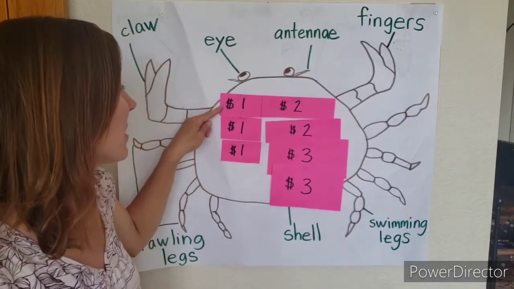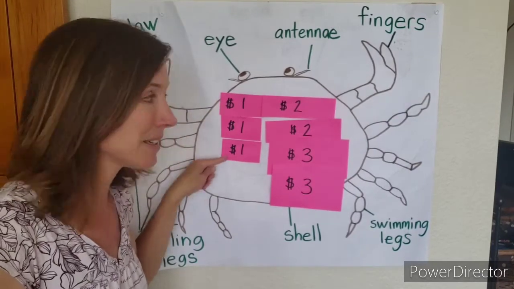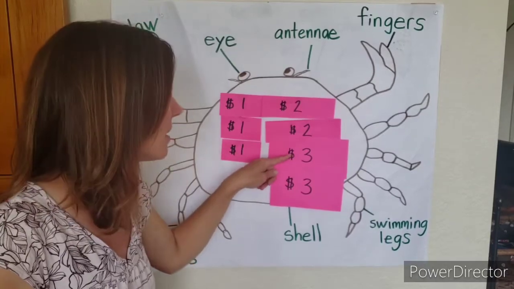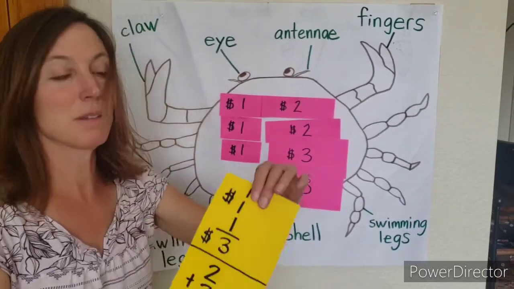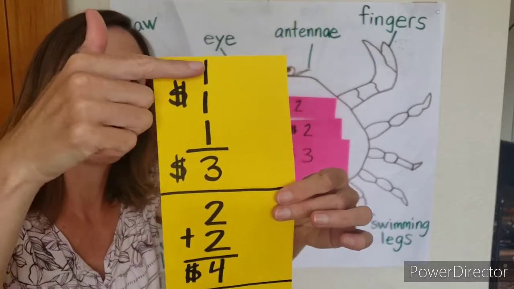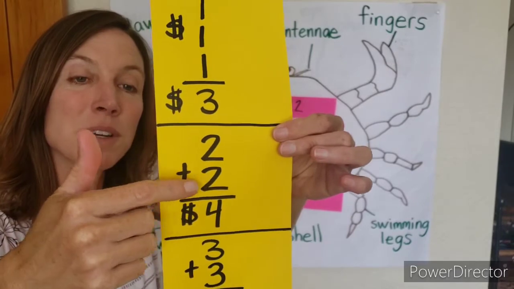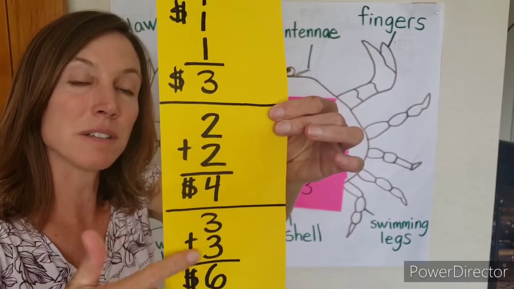So we have 3 $1 questions. So 1 plus 1 plus 1 is 3. 2 $2 questions. 2 plus 2 is 4. And 2 $3 questions. 3 plus 3 is 6. Okay, so it looks something like this. 1 plus 1 plus $1 is $3. 2 plus $2 is $4. 3 plus $3 is $6.